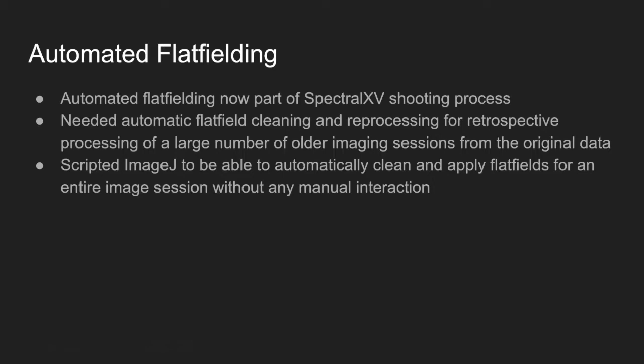But here at Duke, we also had a large number of older images that needed to be processed or reprocessed from the raw originals. So we needed the flat fielding process that was automatic for that. So we developed some scripting for ImageJ to automatically take an image session, determine which set was the flats, clean them, and apply them to the rest of the images in that session without any manual interaction, so that we could automatically reprocess the large number of imaging sessions that we needed to reprocess for flat fielding.